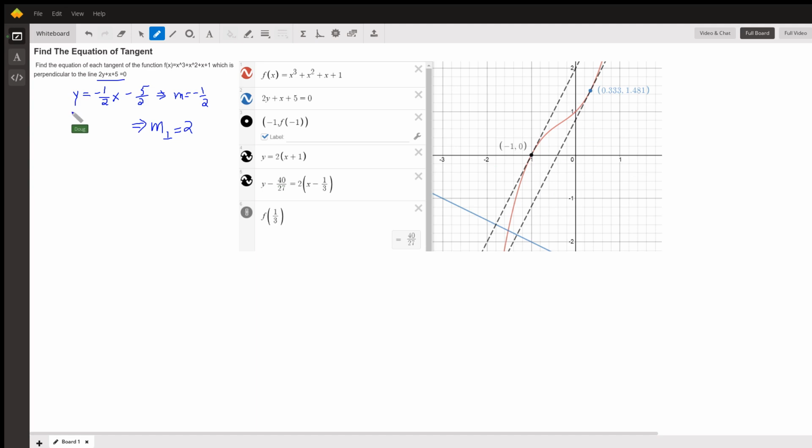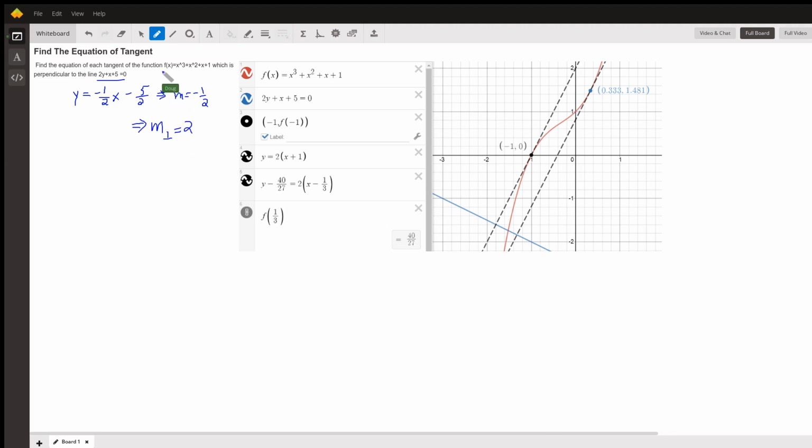One of the things you'll want to notice is that if I solve the linear equation for y, I get negative 1/2 x plus 5/2. That implies that the slope of the line is negative 1/2. And that means the slope of any line perpendicular to the blue line must be 2, the negative reciprocal.